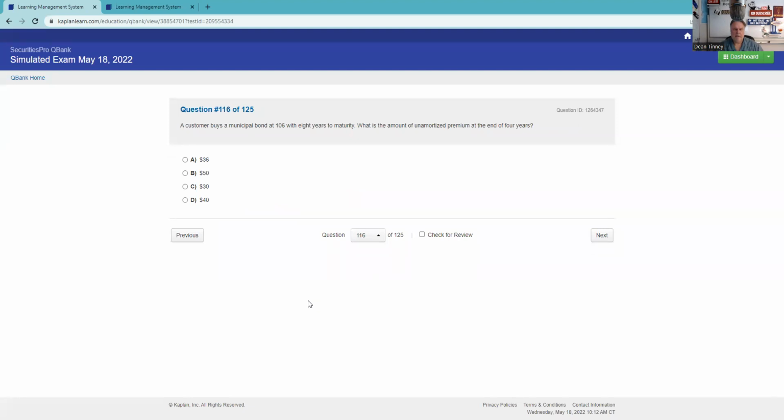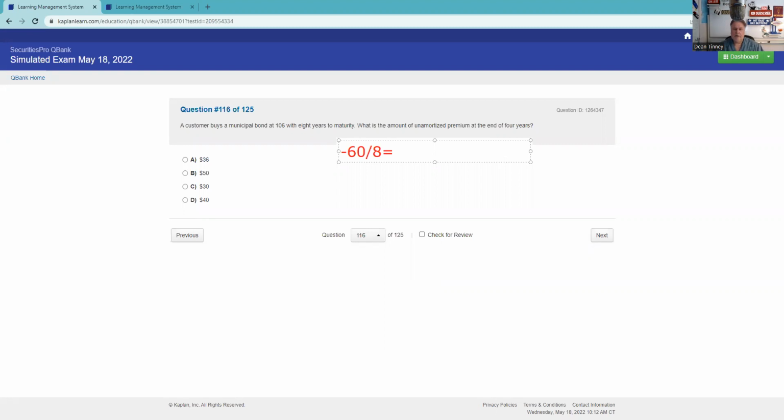A customer buys a municipal bond at 106. This is about 50% probability on the test. When you buy a muni bond at a premium, you have to do straight line amortization downward. I call that decretion. Some people call it accretion; I call accretion going upward. So I am going to lose $60 over 8 years.